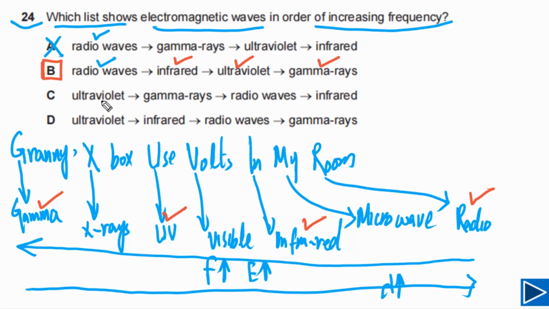Now if you look at C, we have ultraviolet, then we have gamma, but again we have radio. So this order is wrong. So frequency is decreasing, gamma to radio. If you look at option D, ultraviolet, infrared, this is wrong. So this is going ultraviolet to infrared. Frequency is decreasing. So this order is not correct. That's the reason the answer is B.